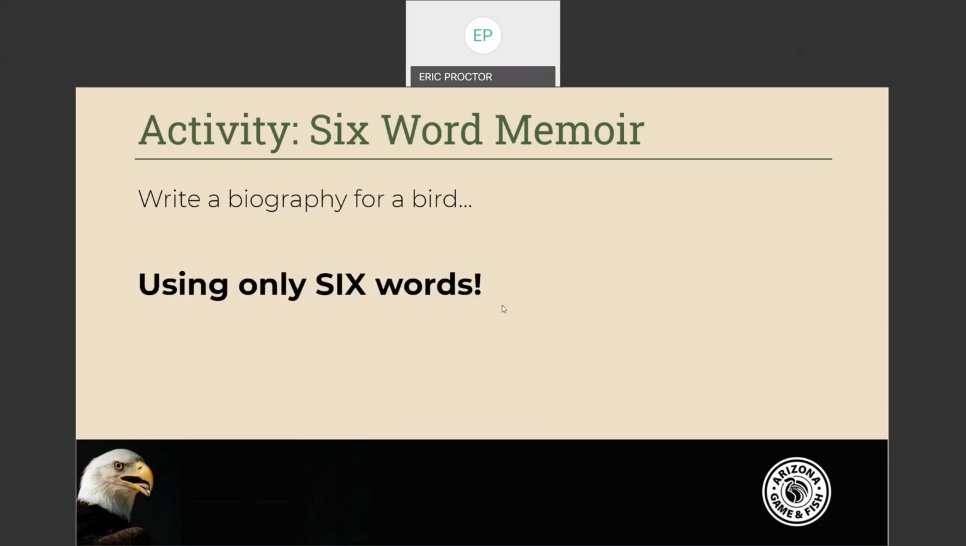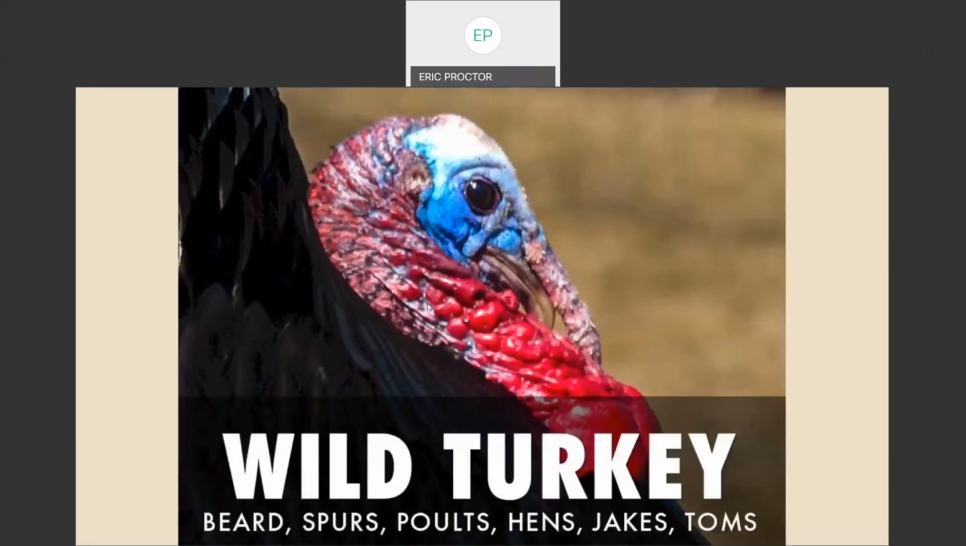They have to write 6 words about that bird, and that's all they can do. To give you some examples, here are some birds that teachers wrote in an earlier workshop that I did. This was on the wild turkey, and you can see this particular person chose to just write 6 individual things about the turkey: beard, spurs, poults, hens, jakes, and toms. So that was what they chose to write about the wild turkey.